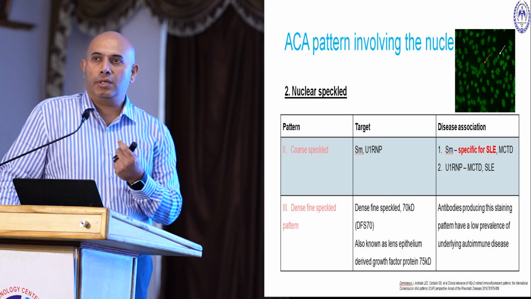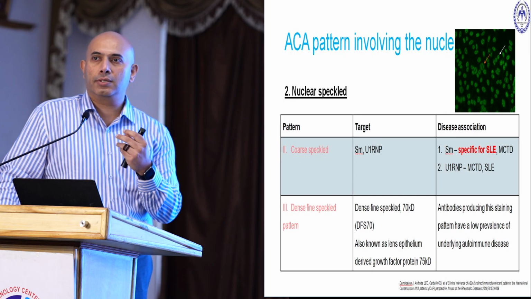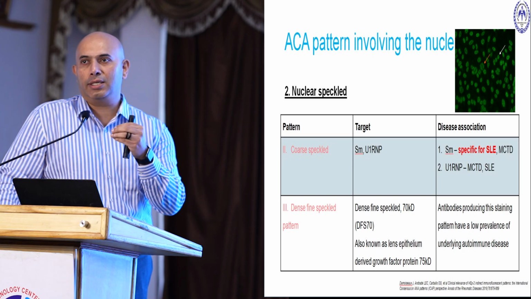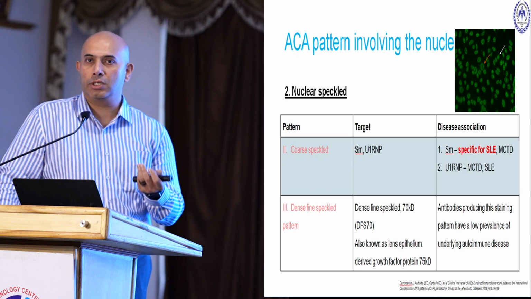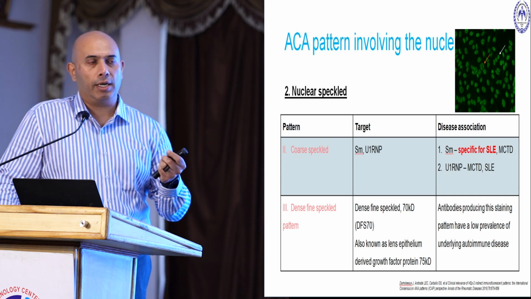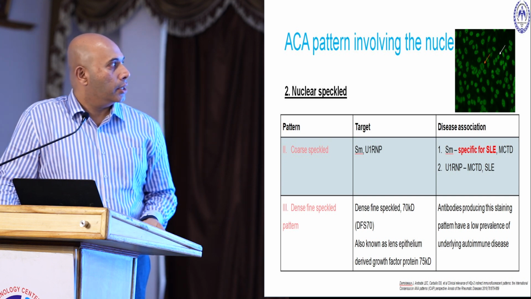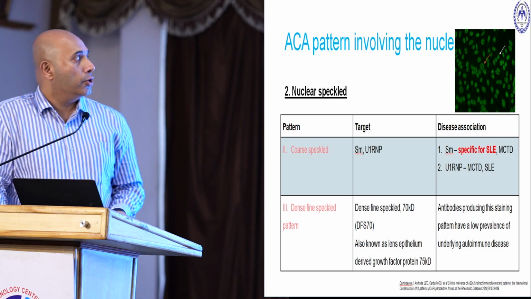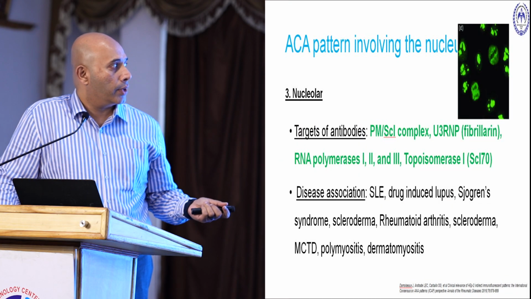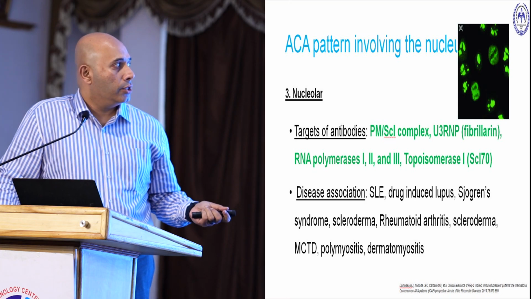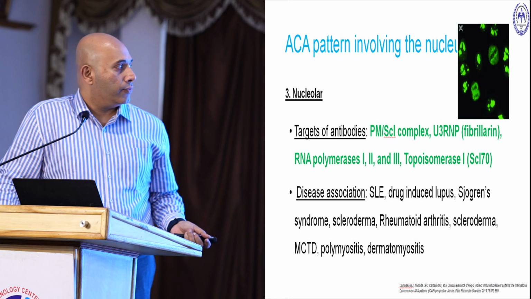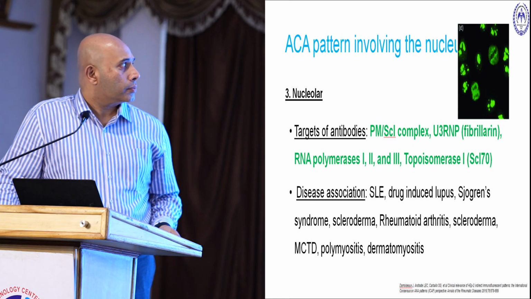The essence is essentially back to the basics. We have to have an intensity. What we say is 2+ and above would be important, and we need to have a dilution level as well for these to be really important. Nuclear is the next one, where we have a series of antibodies, like what I mentioned, in PMSEL, U3RNP, RNA polymerase 1, 2, and 3, which is generally nuclear, and we have the disease association there. Nuclear dots.